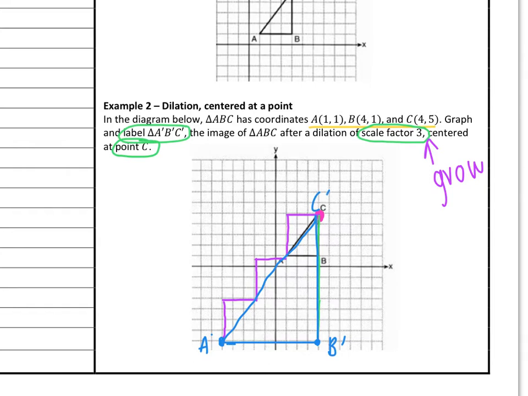So those are two examples where I show you dilations, one centered at the origin, one centered at a point different than the origin. And we're going to take a look at the two examples in the back because so far we've only seen scale factors larger than 1, meaning grow. So now we're going to look at what would happen if we have a scale factor less than 1.